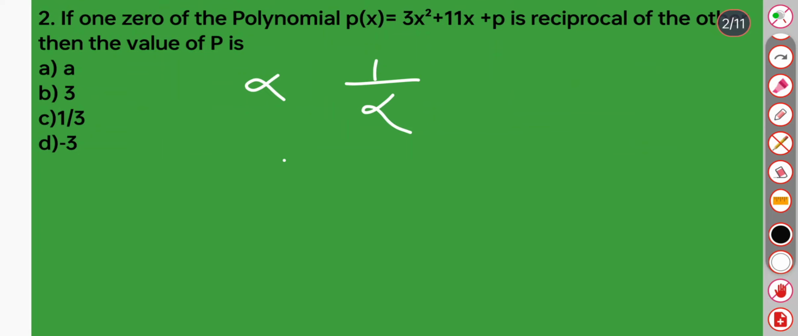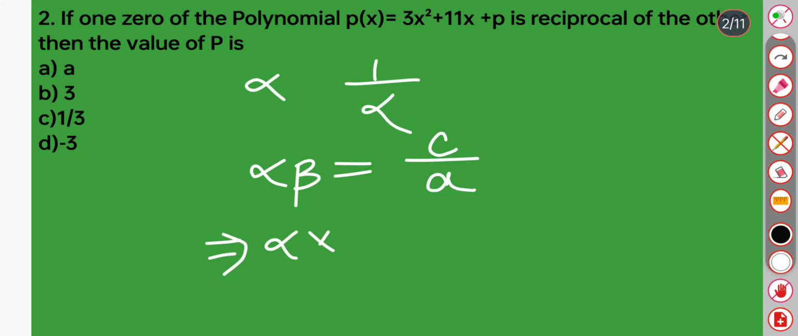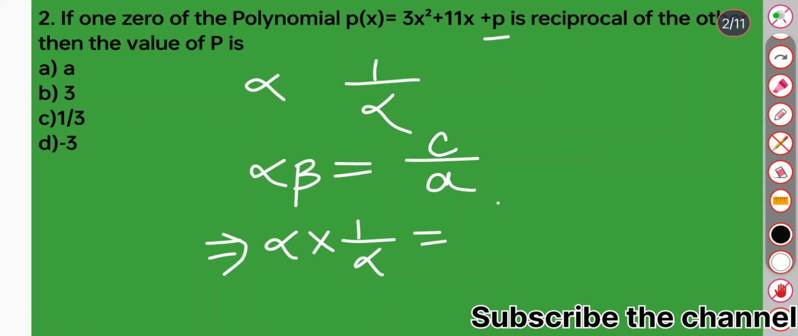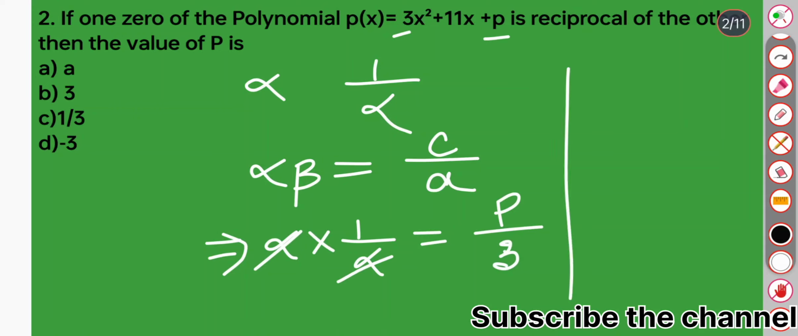Since we need to find the value of p, we find the product of zeros. The product of zeros formula is alpha into beta equal to c by a. Since one zero is reciprocal of the other, in place of beta we can put 1 by alpha. Here c is p, and a is 3. Alpha cancels, so you will get p equal to 3. So that is option number B. Option number B is the correct one. Okay, now let's move to next question.